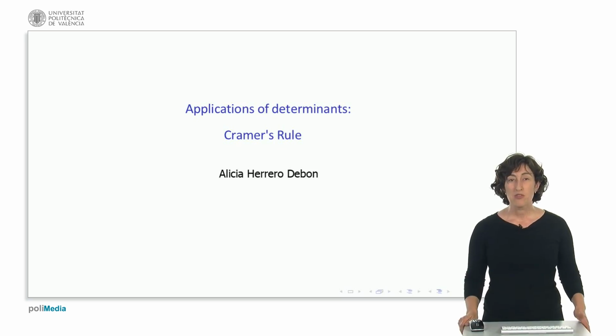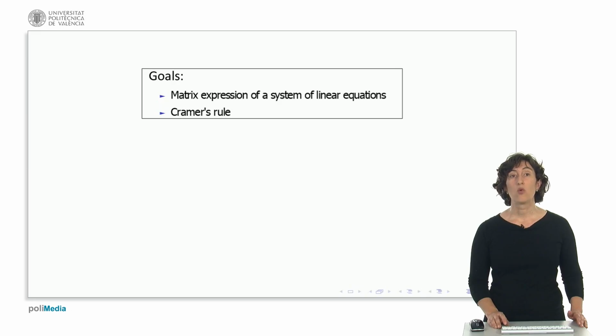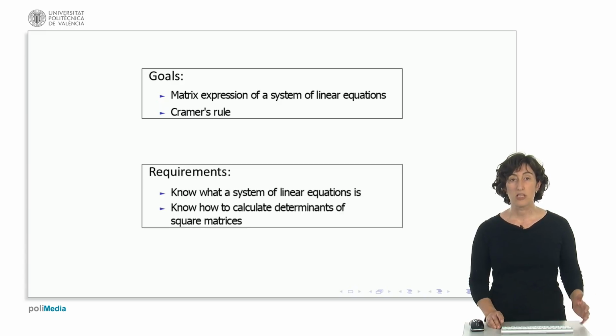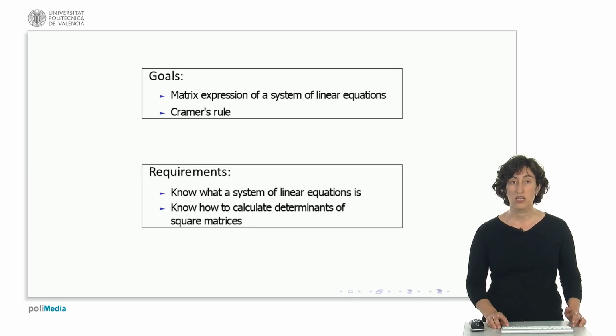In this unit, we will see an application of the determinants to the resolution of linear equation systems, using what is known as Cramer's rule. We will see, first of all, how we express a linear equation system, and then we will see how to apply Cramer's rule to solve it. To do this, we must remember what a linear equation system is and what the determinant of a square matrix is and how it is calculated.